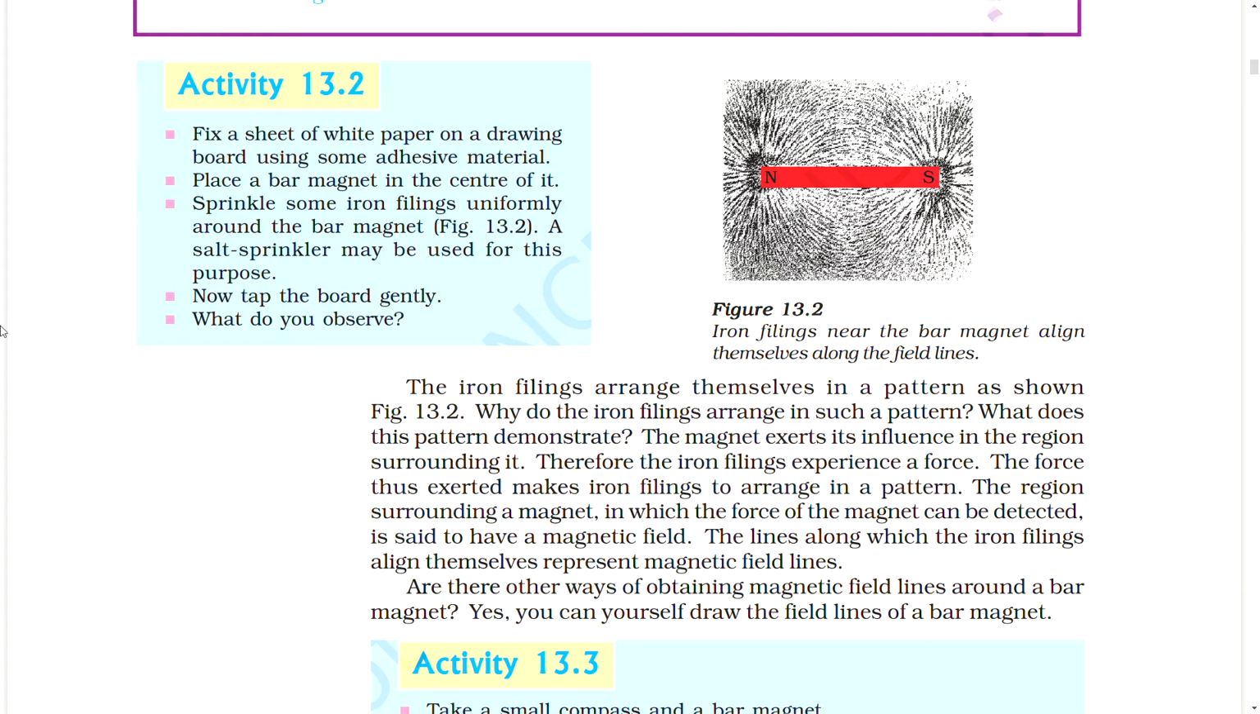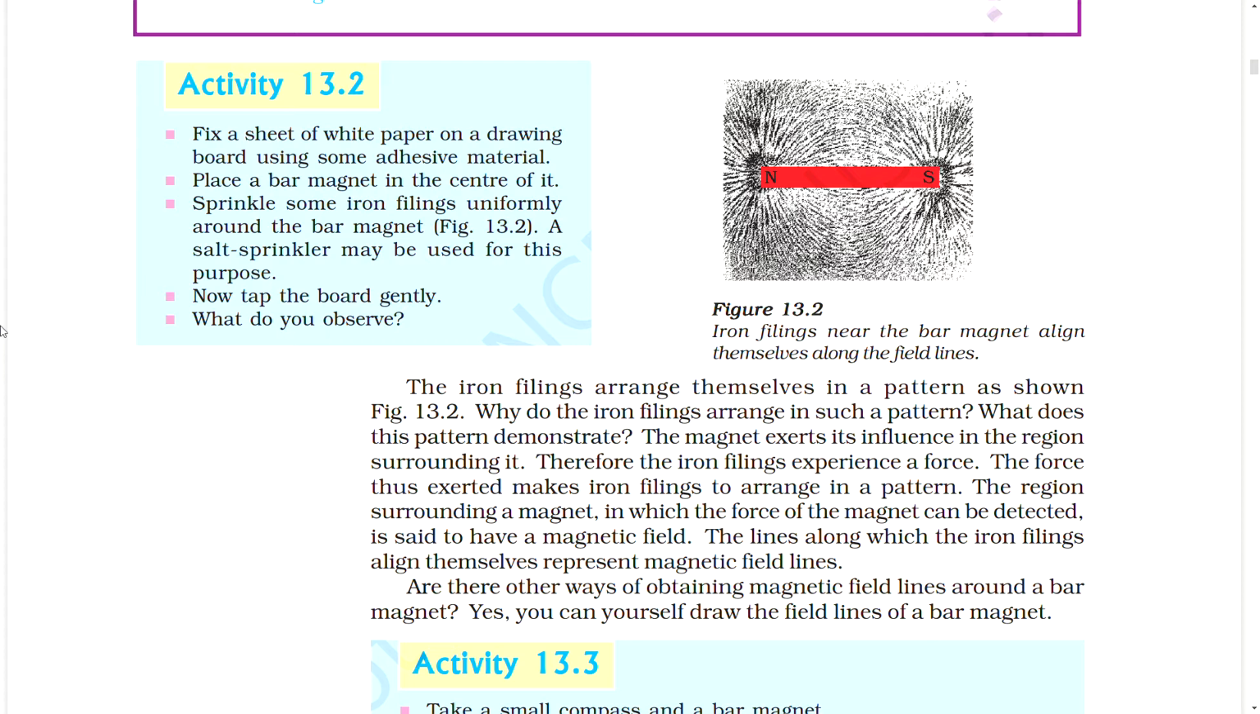Activity. Fix a sheet of white paper on a drawing board using some adhesive material. Place a bar magnet in the center of it. Sprinkle some iron filings uniformly around the bar magnet. Figure: a salt sprinkler may be used for this purpose. Now tap the board gently. What do you observe? Figure: iron filings near the bar magnet align themselves along the field lines. The iron filings arrange themselves in a pattern as shown.